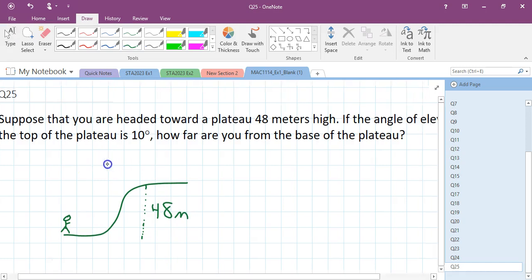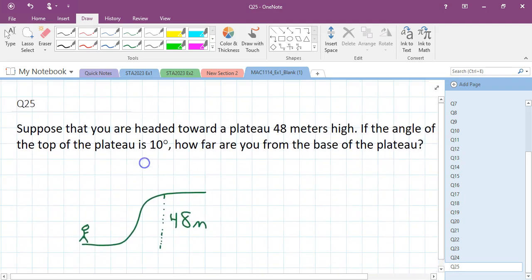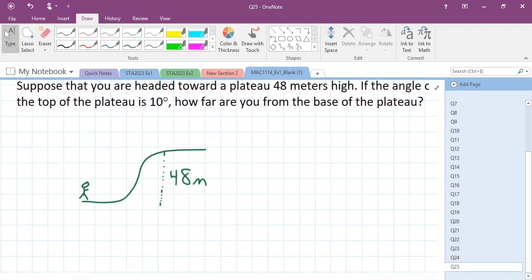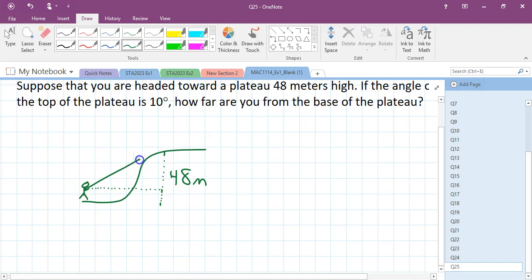It says if the angle of elevation to the top of the plateau is 10 degrees. So remember, angle of elevation means that you're looking over at this guy, and it's the looking up here that happens. So that is 10 degrees. That's the angle of elevation. It wants to know how far are you from the base of the plateau. So you're trying to find the adjacent. Who is the 48? The opposite. So we're going to use tangent to figure this out.